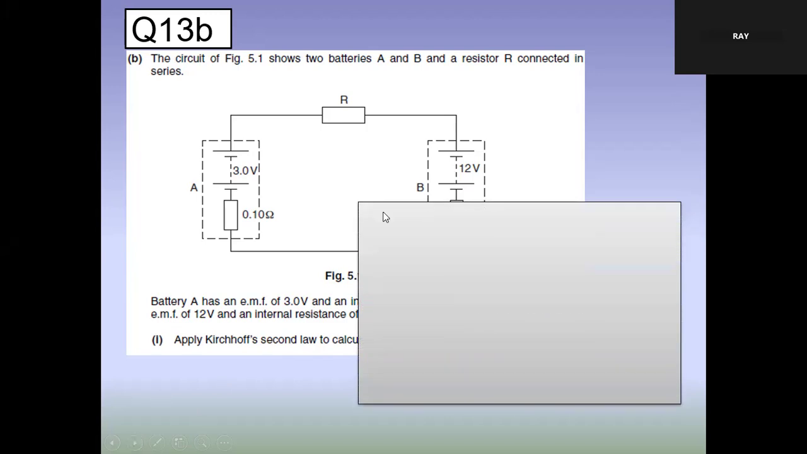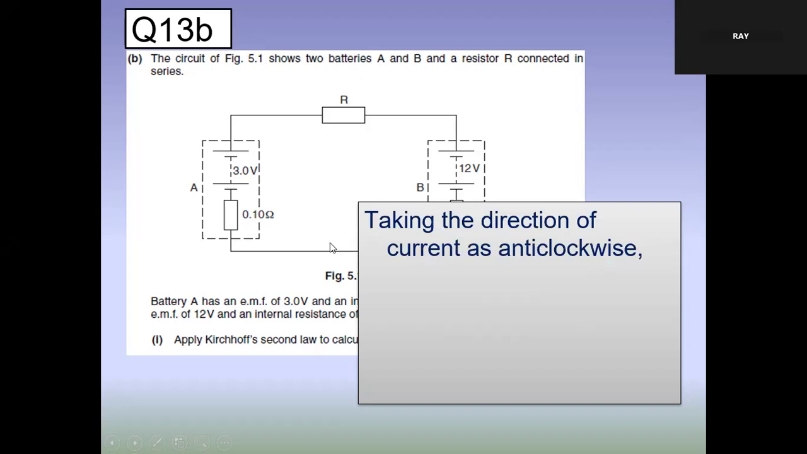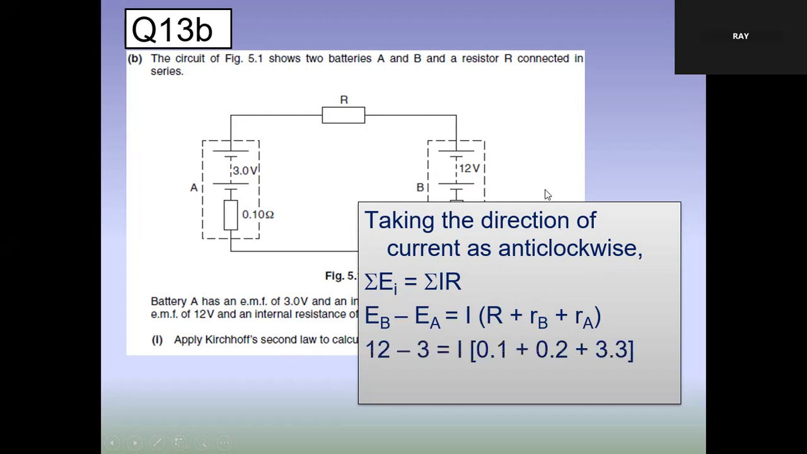Okay. We have 12 volt greater than 3 volt, so we choose the current flowing anti-clockwise. Taking the direction of current as anti-clockwise, the sum of EMF equals the sum of IR. The sum of EMF, EB minus EA, since this one sends current clockwise, so we subtract. And I is passing through all these resistances, RB, RA and R. Put in your values: 12 minus 3 equals I times 0.1, 0.2, 3.3. Calculate it out.